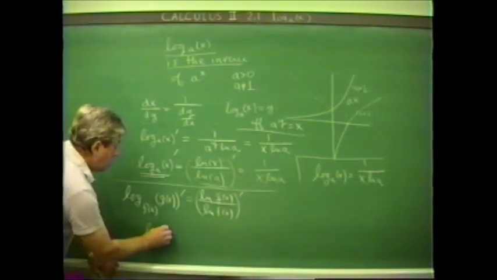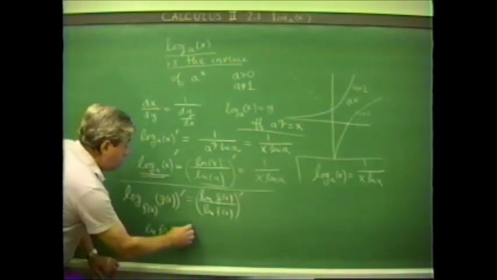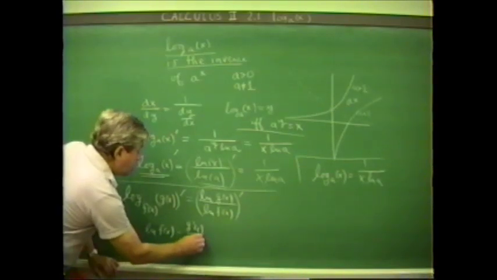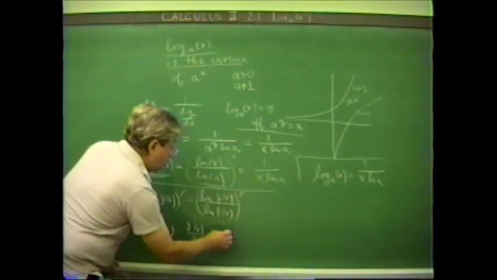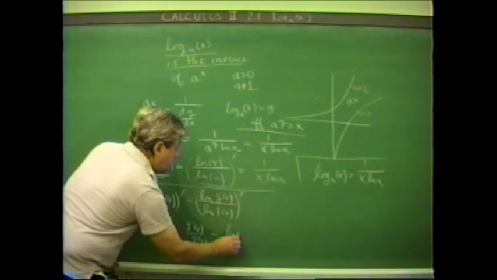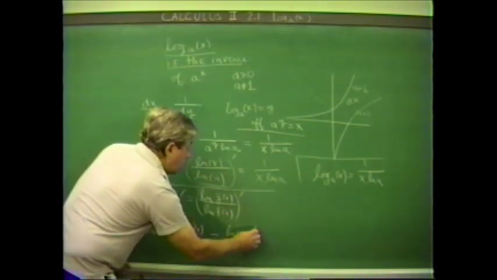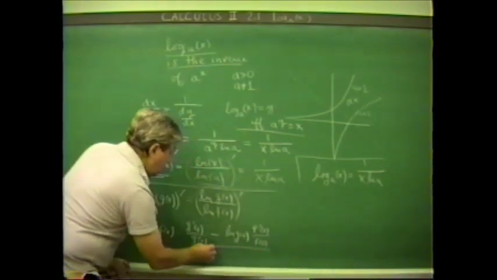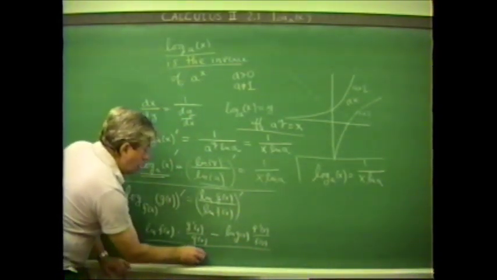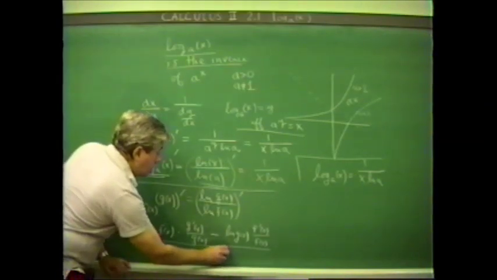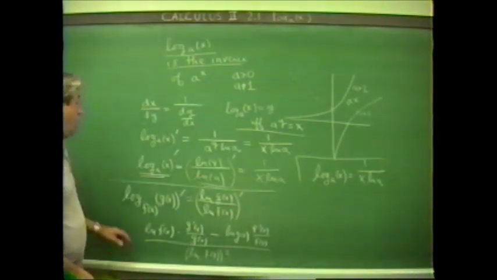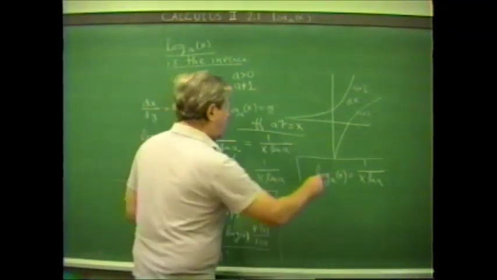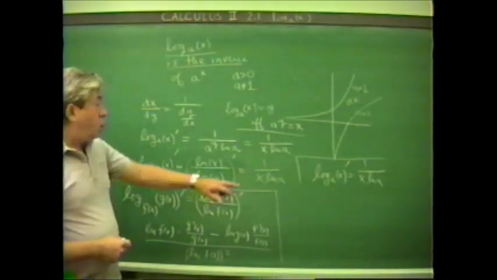It's the denominator, log f of x, times the derivative of the numerator, which is g prime of x over g of x, minus the numerator, log g of x, times the derivative of the denominator, f prime of x over f of x, all divided by the denominator squared, log f of x quantity squared. Okay, this is a curiosity. But what we have here that's not a curiosity is that the derivative of the logarithm is 1 over x log a.